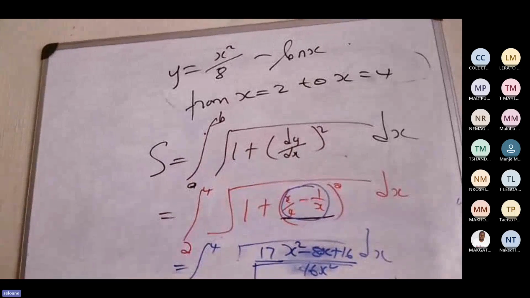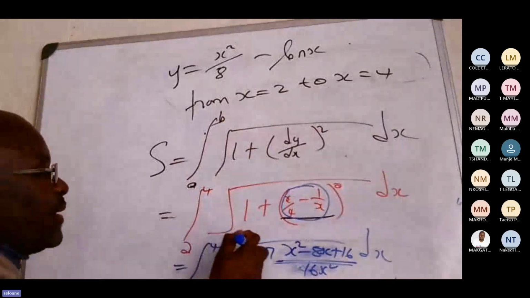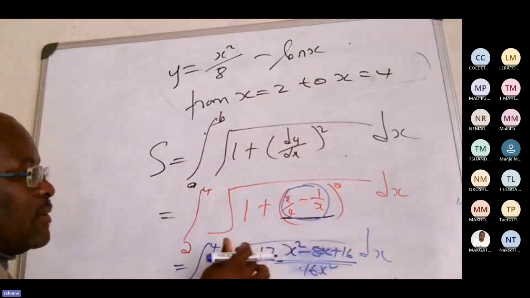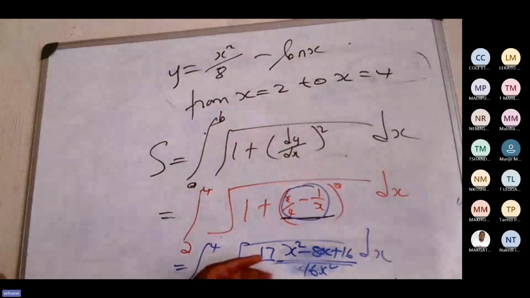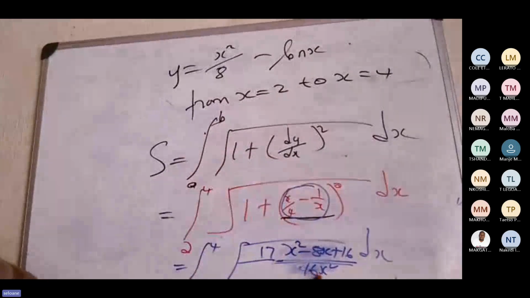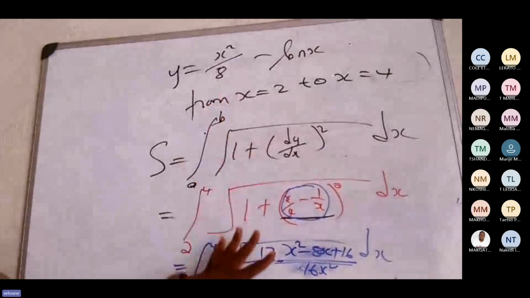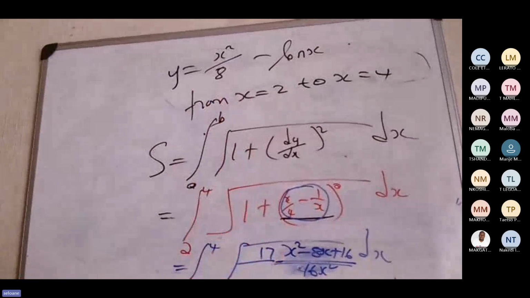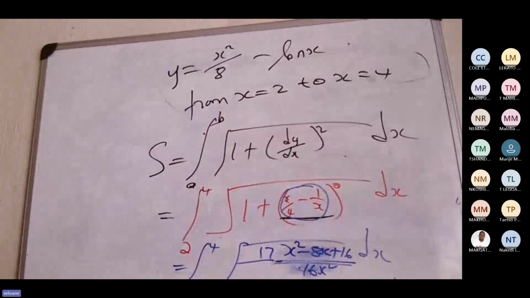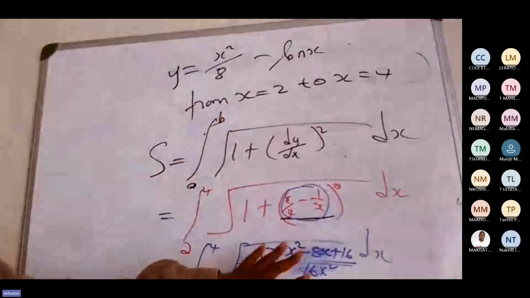Or otherwise, you just complete the square here. Then you take the 17 out. Then you complete the square. Then it will be this, and so on and so forth. And this is very similar to the one in the book. I'm not sure which page it is. Then from there, you can just go and mimic that one in the book.